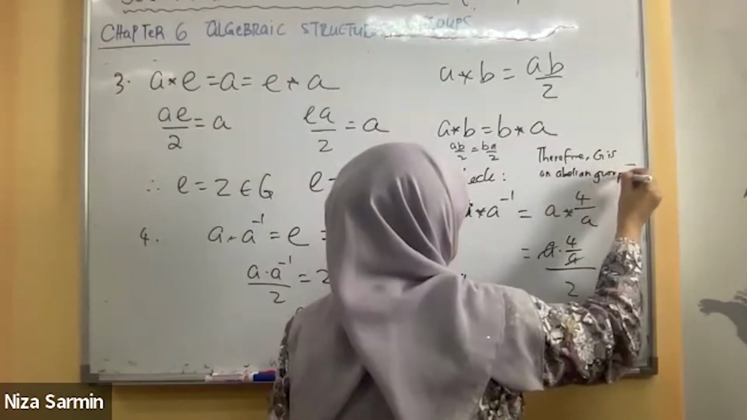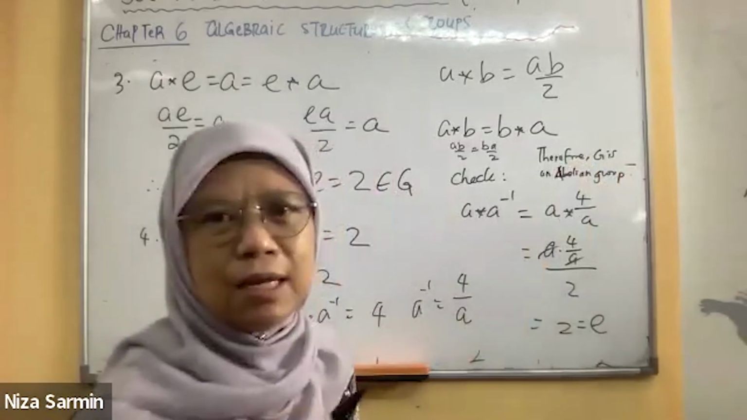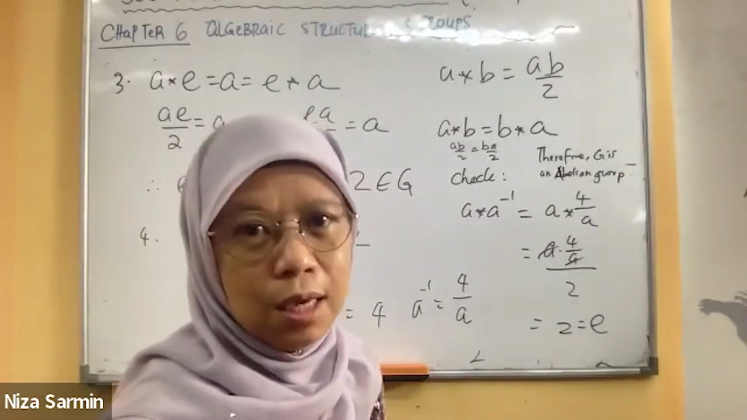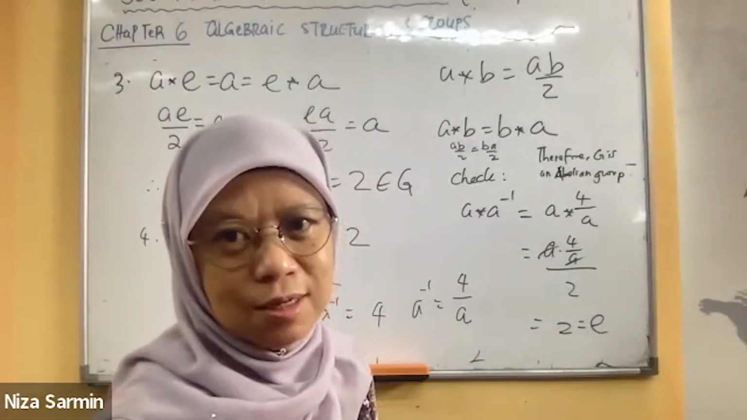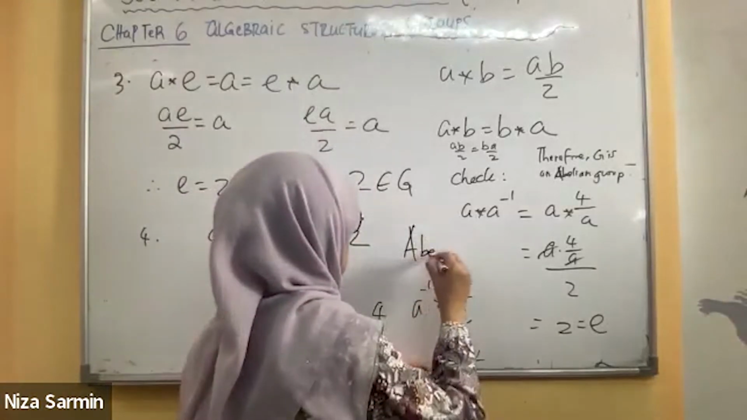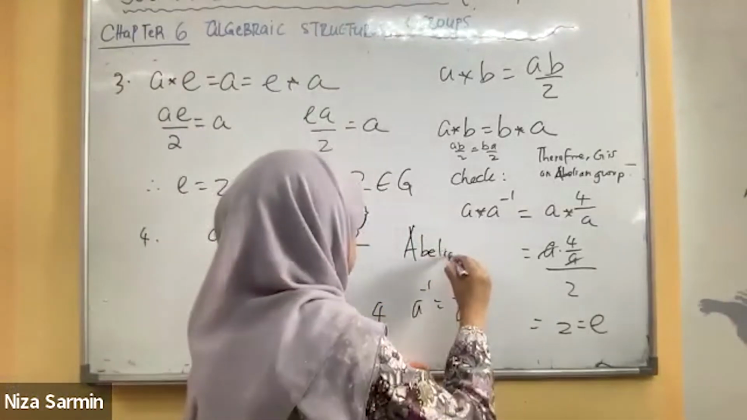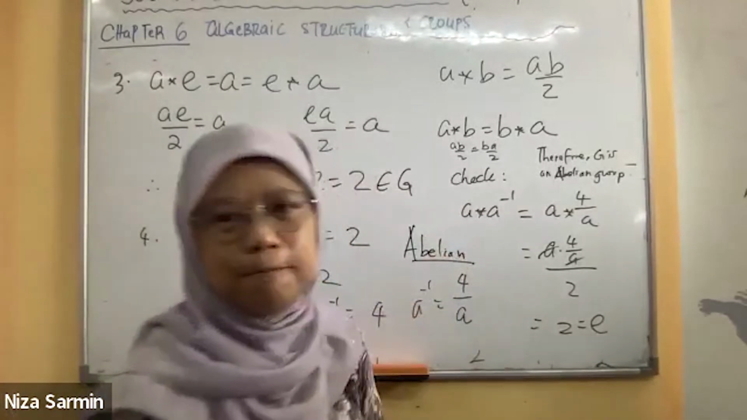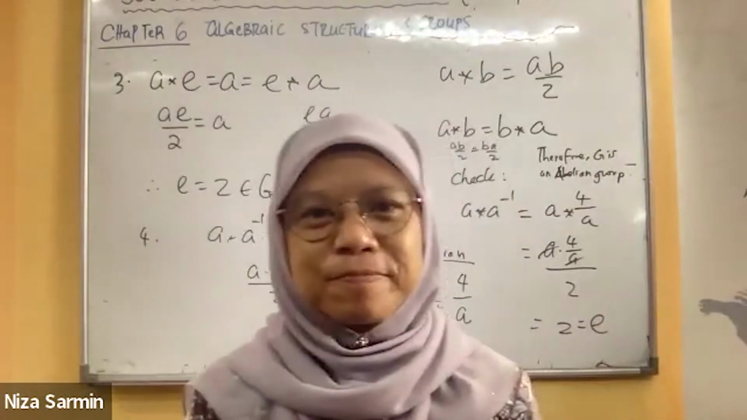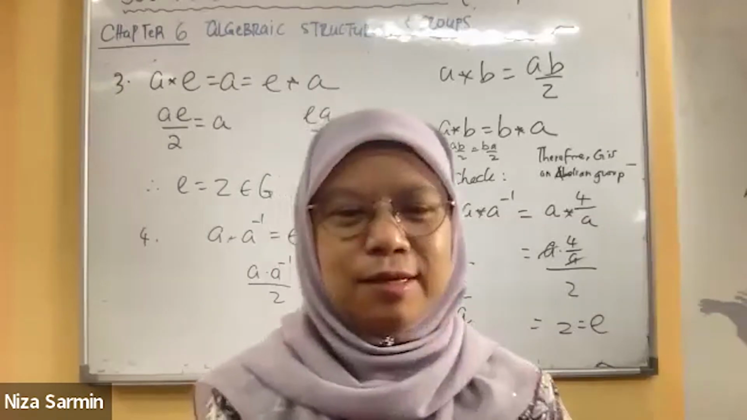Some books write abelian with a capital A because the word comes from Abel. Abel is the name of a mathematician. It's good to read the history of mathematics. That's why they call it abelian. All right, okay?